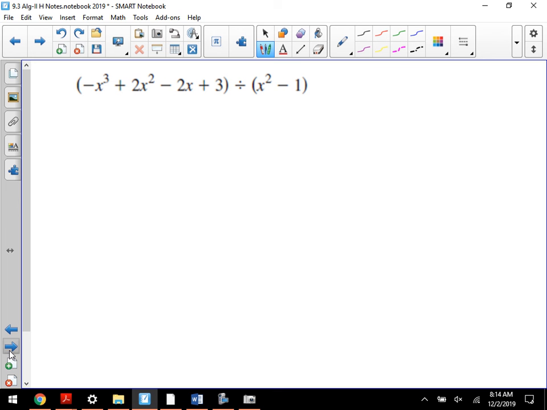So, divisor is outside, then dividend if they're done is inside, and then quotient is on top.